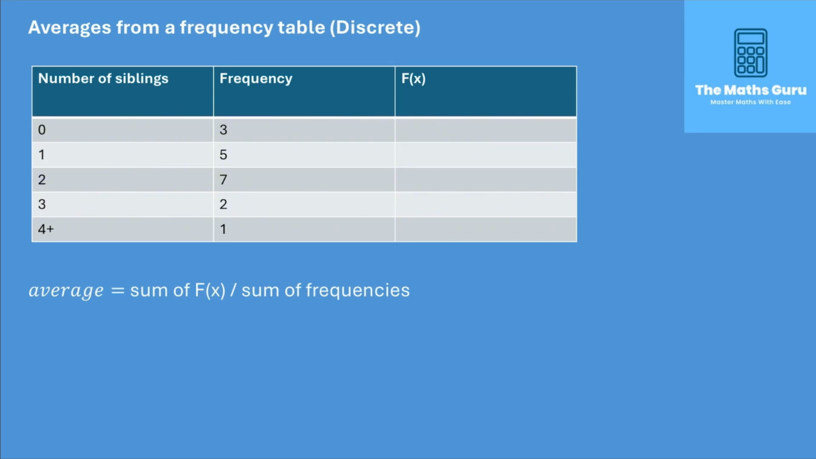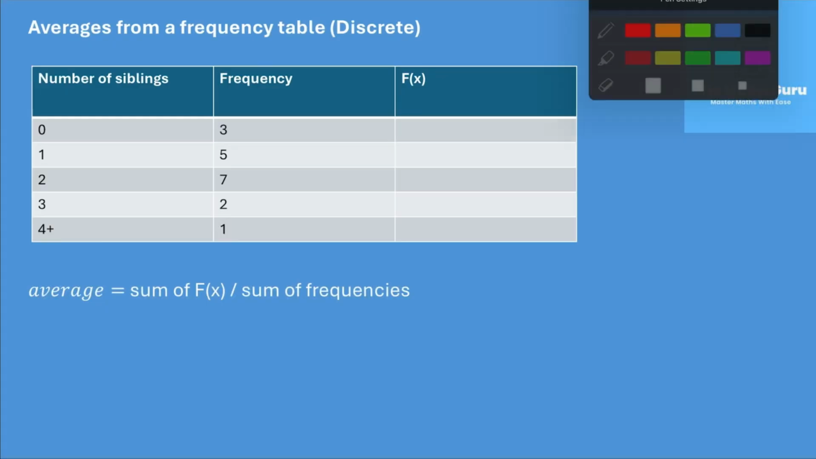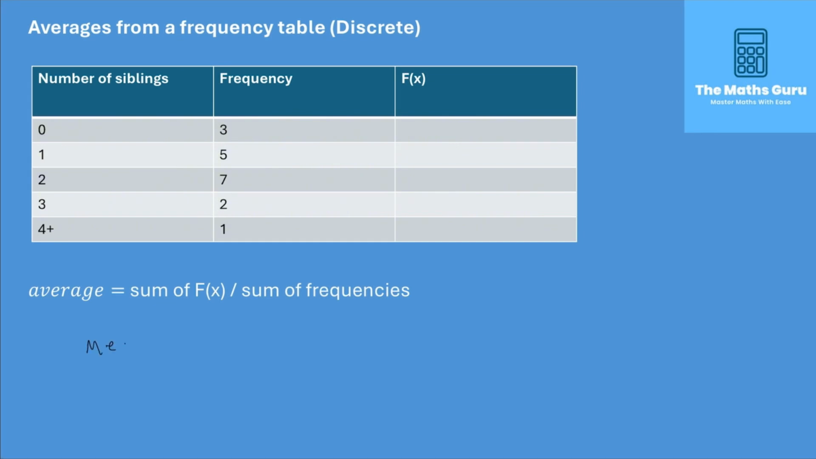The way we work out our averages, and this is going to be our mean, we first do, we call this x, and our frequency is f, and we do f times x, which is also known as fx, like this. And when we do this, we can get our fx column.